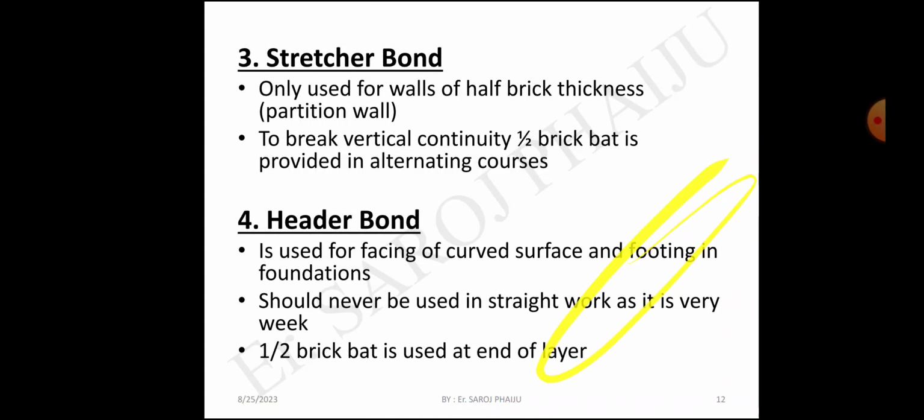Stretcher bond is only used for walls of half brick thickness, partition walls. To break perpend continuity, a 1/2 brick bat is provided in alternating courses. Header bond is used for facing of curved surfaces and footing in foundation. It should never be used in straight work as it is very weak. A 1/2 brick bat is used at the end of the layer.